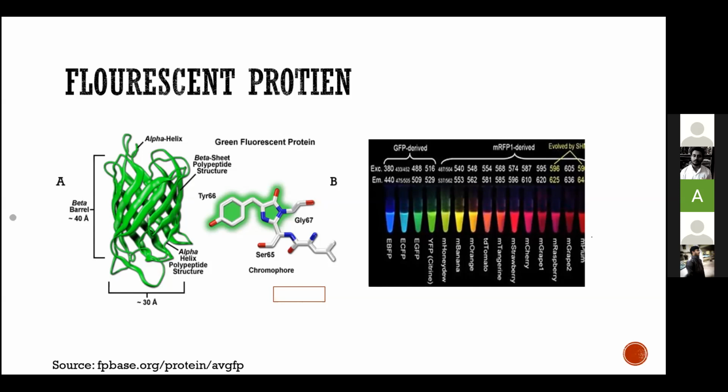So on the right side, you see an array of fluorescent proteins. One of them is EBFP, which is glowing blue. ECFP is giving out a slightly light bluish color or whatever.